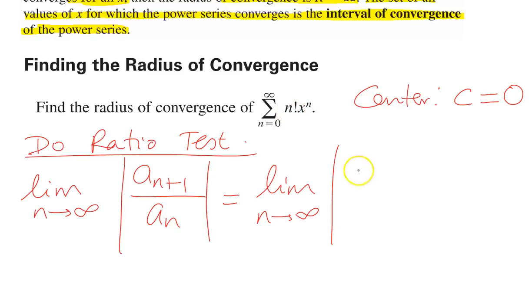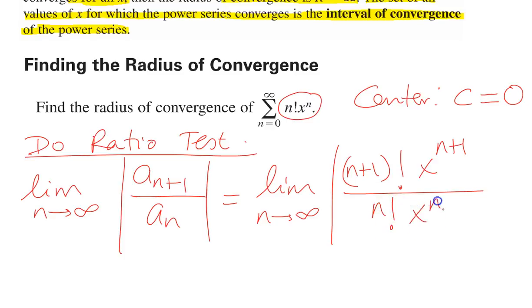What's a n plus 1? That's going to be n plus 1 factorial x to the power n plus 1, right? Divided by a n. This is your a n, right guys? N factorial x to the n. Do you understand how I got a n plus 1, guys? I went to this and replaced all my n's by n plus 1.